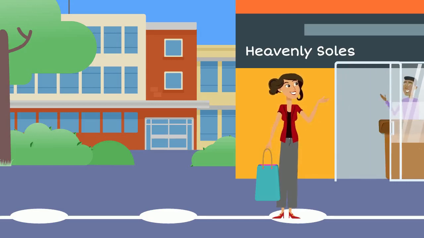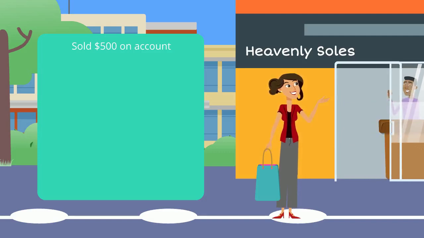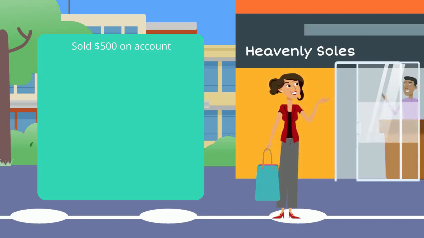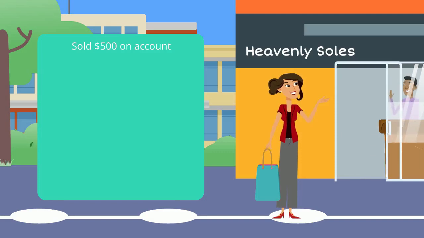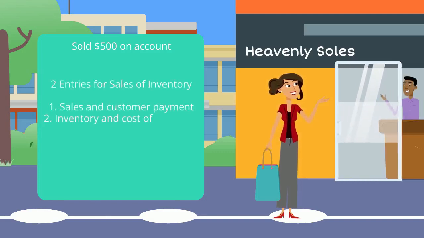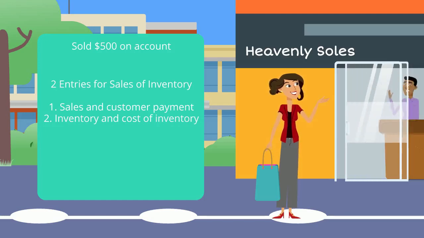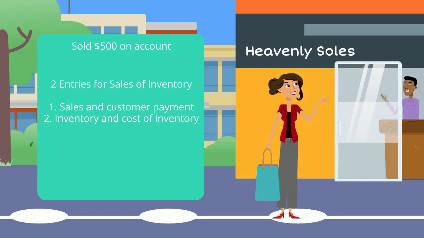Let's visit the Heavenly Soul Shoe Boutique again and go through some sales transactions. Assume the boutique sold $500 in shoes to a customer on account. Anytime we have a sale of inventory, there are 2 journal entries recorded. One entry deals with the sale and sales price, and the other entry deals with the inventory and its cost. For now, we'll just focus on the sales side and leave the inventory entry for the next module.